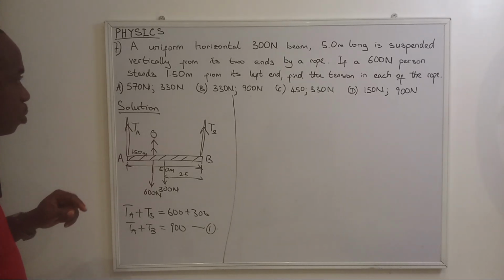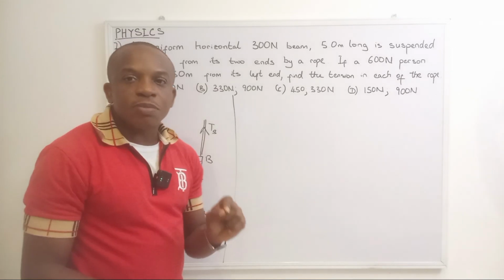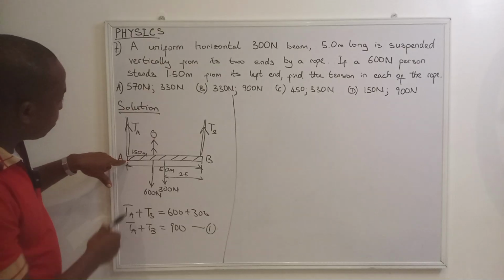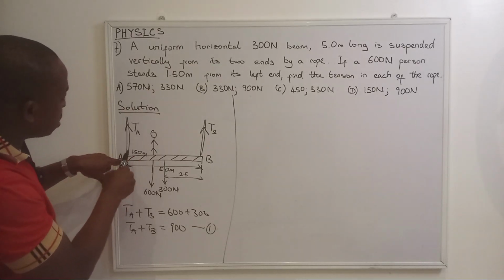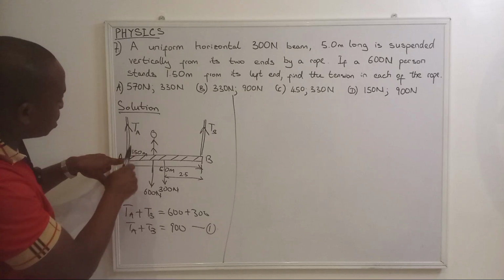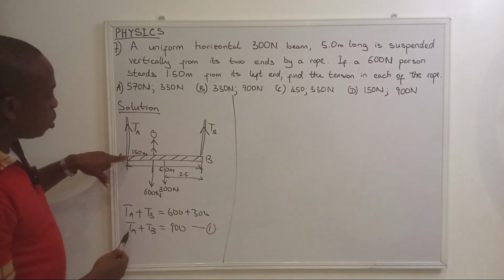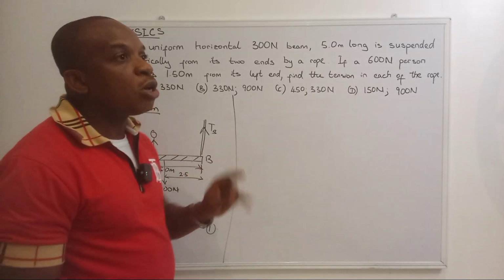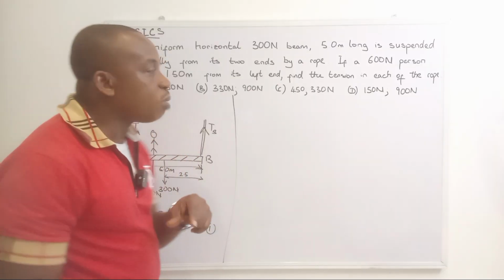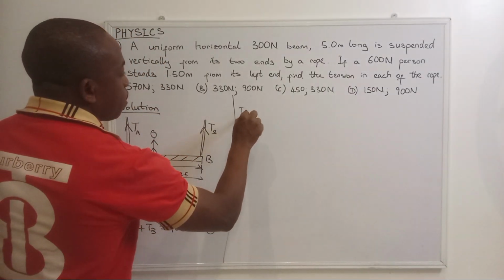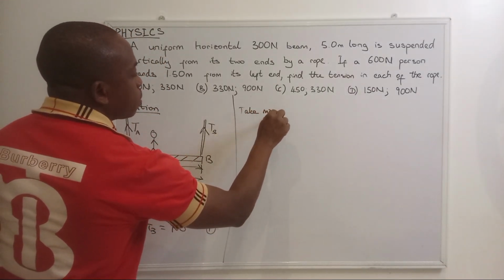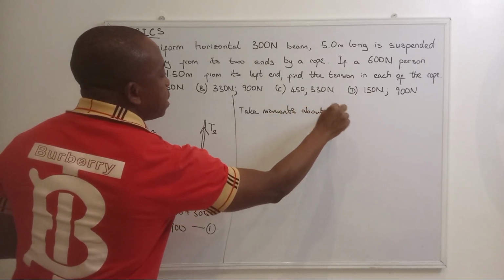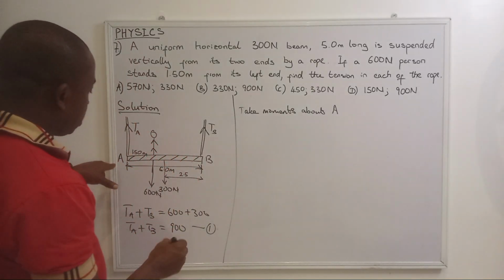So if you have one unknown, we can easily find it. Let me explain. Moment is force times distance about a point. So if we take moments about this point A, TA is 0 meters from that point, and whatever the force is times 0 will be equal to 0, right? One thing about moments for a body in equilibrium is that clockwise moments are equal to anti-clockwise moments. So if we take moments about point A, TA will cancel out.